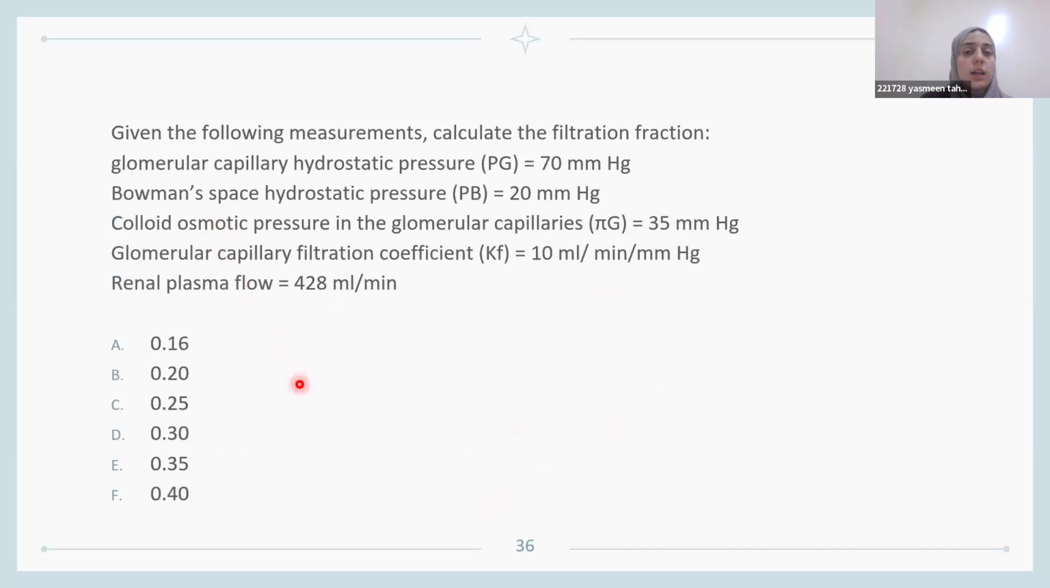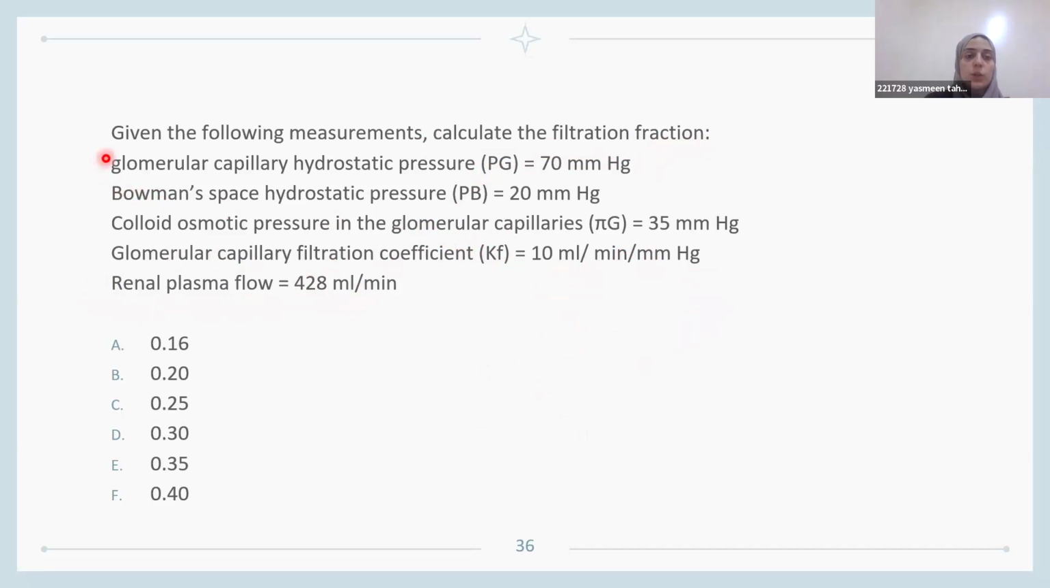Next question is giving the following measurements, calculate the filtration fraction. And you have 4 values here. One is the glomerular capillary hydrostatic pressure. We have the Bowman's capsule hydrostatic pressure, colloid osmotic pressure in the glomerular capillary, and the filtration coefficient. And last one is renal plasma flow. So the filtration fraction, we know it's the GFR, the glomerular filtration rate, over the renal plasma flow.